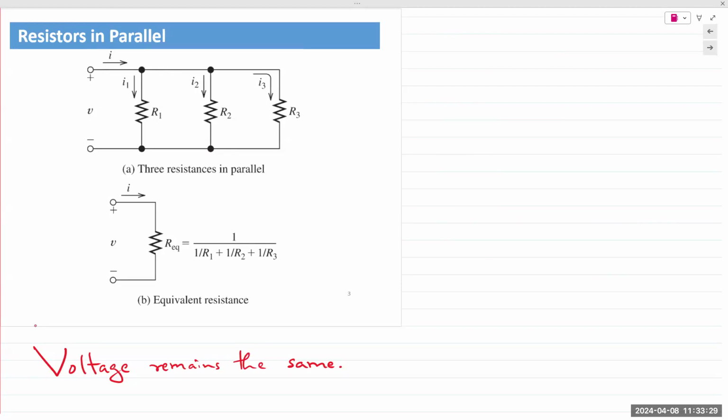I always like to say we deal with two terminal elements in this class: resistors, capacitors, and inductors. They all have two terminals each, two ends. So these components are like holding hands. Okay. You have two terminals, and if all the respective terminals are connected together, then we say that they are connected in parallel.